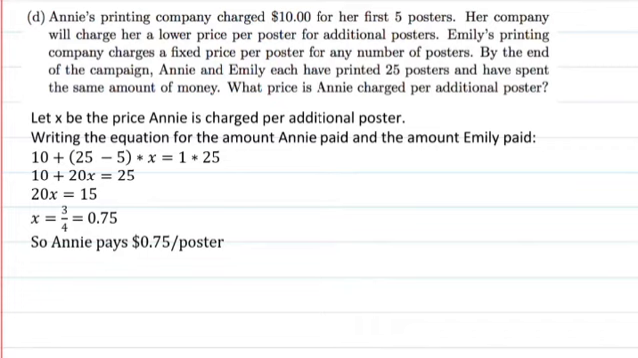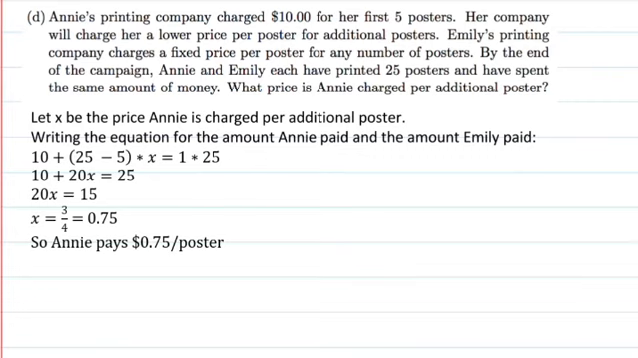So for this question, we can set up an equation and solve for the price that Annie is charged per additional poster. To start off, let's define our variables. So we'll let x be the price Annie is charged per additional poster. Now let's write an equation using x. We're given in the question that Annie and Emily paid the same amount of money in total for their 25 posters each. So let's equate the total amount of money that they spent.